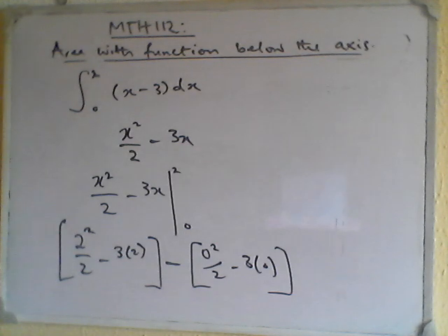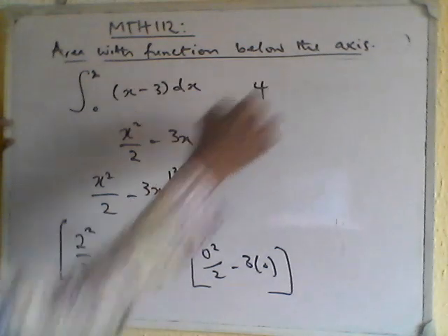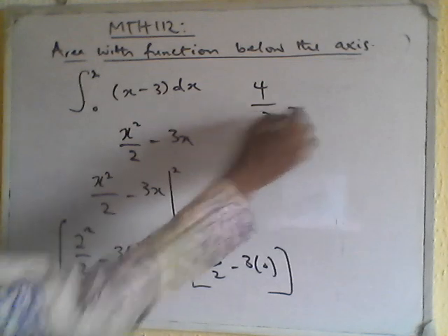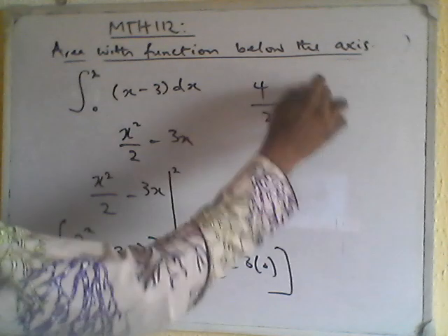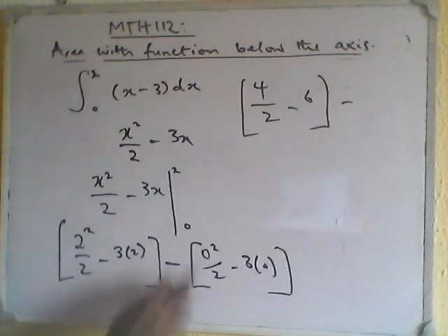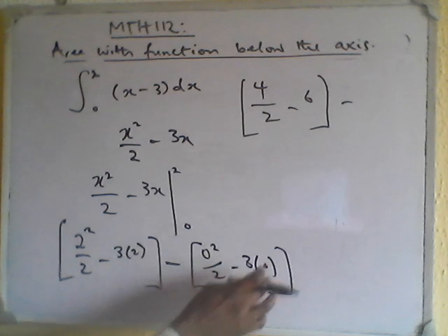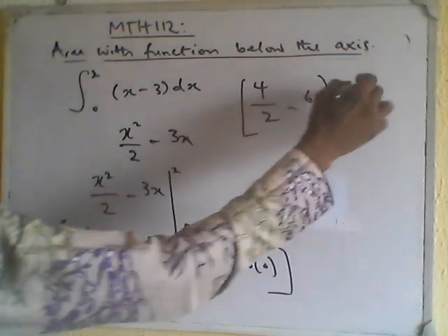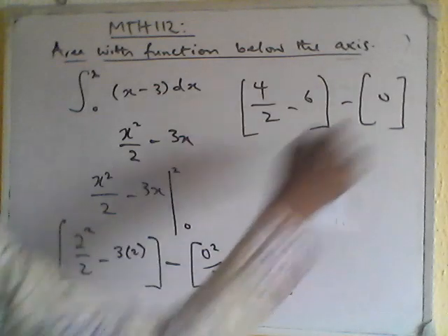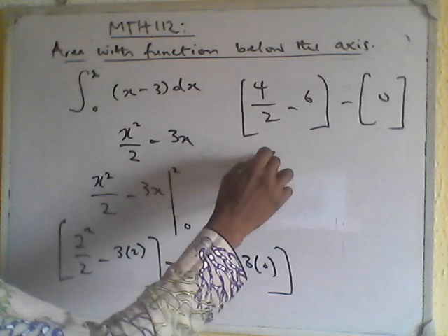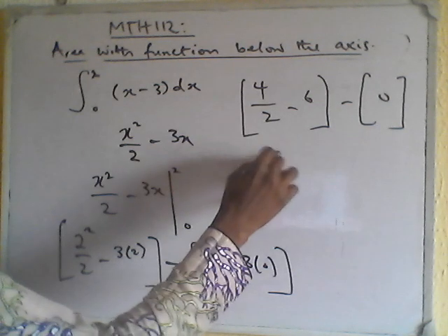All right, so here we'll just compute: 2 raised to the power 2 is 4 over 2, minus 3 times 2 is 6. So this is the first part. Minus the second part, everything is 0 because 3 times 0 is 0 and 0 over 2 is 0. So I will now have 4 divided by 2 is 2, minus 6.